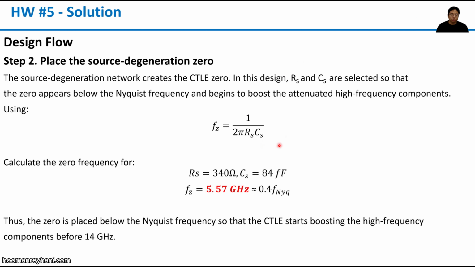Using this first order equation for the zero frequency, we obtain approximately 5.57 gigahertz, which is about 40% of the Nyquist frequency, which was our initial assumption when we calculated the RS and the CS. And this means that the CTLE will start equalization gradually from around 5.5 gigahertz.